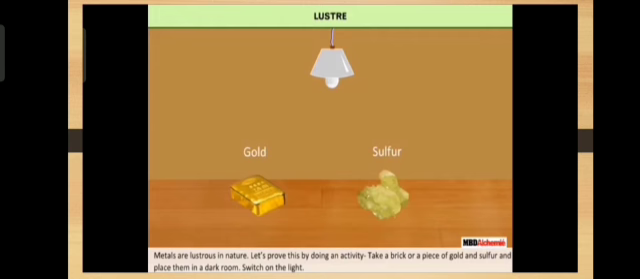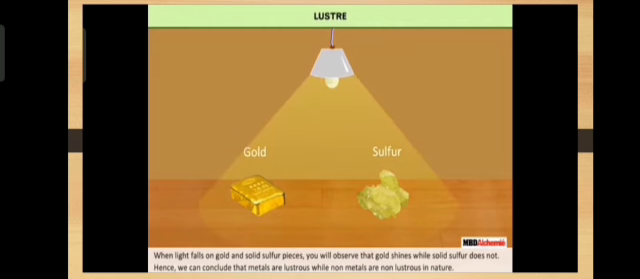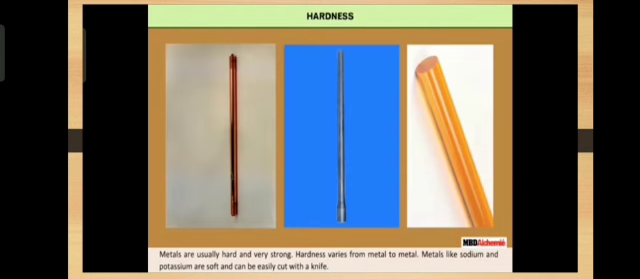Take a brick, a piece of gold, sulfur, place them in a dark room and switch on the light. When light falls on the gold and sulfur piece, you will observe that gold shines while solid sulfur does not. Hence, we can conclude that metals are lustrous while non-metals are non-lustrous in nature.